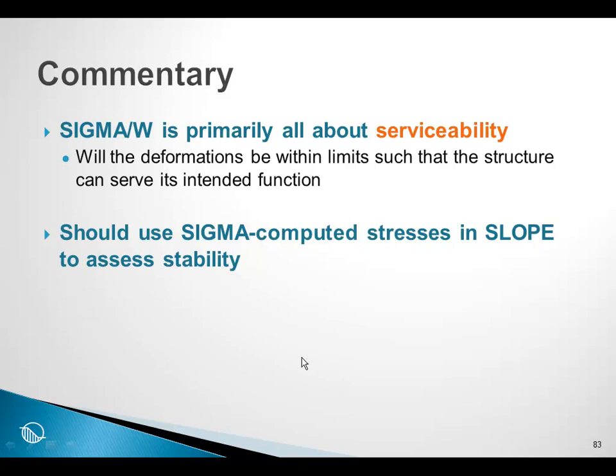To re-emphasize the point, and returning back to our discussions in the introduction and on fundamentals, we talked about the difference between stability and serviceability, and going back to the discussion at that point, sigma is primarily all about serviceability. Yes, we can use it to look at stability, but it should be done in conjunction with slope.